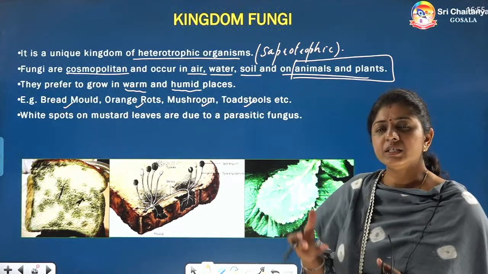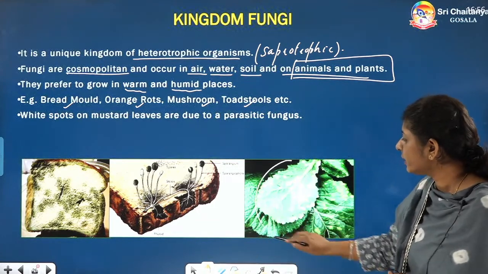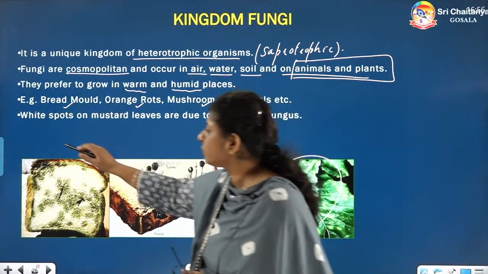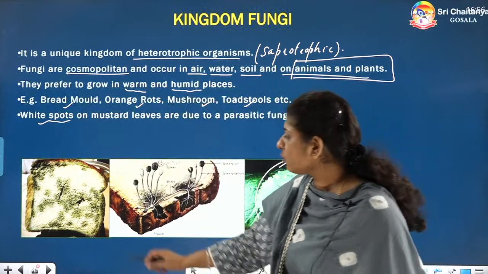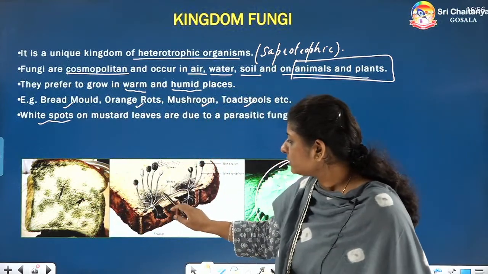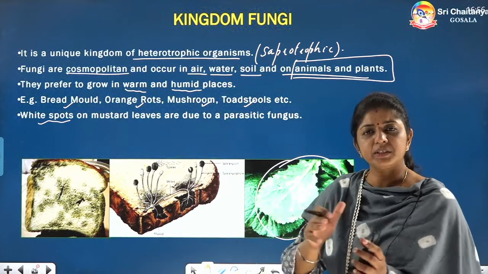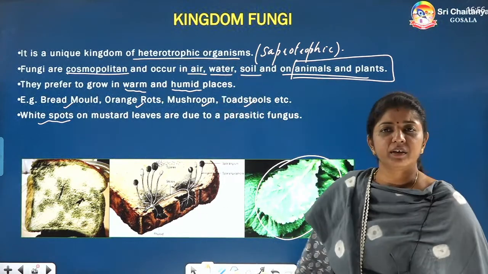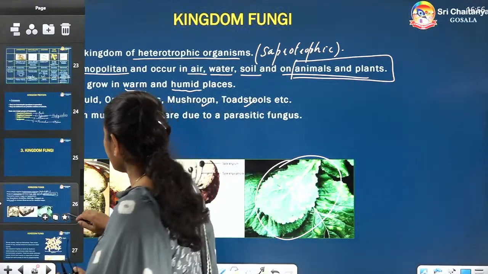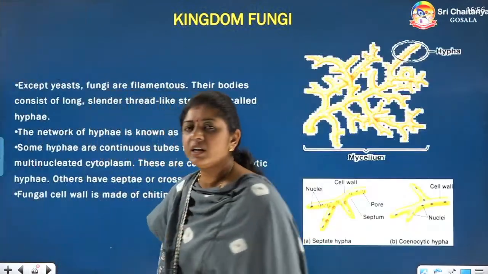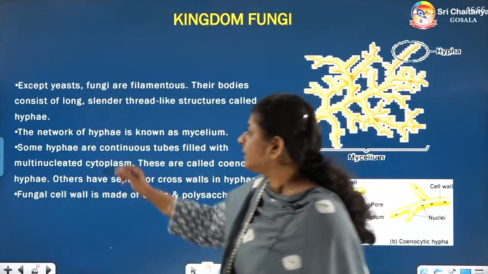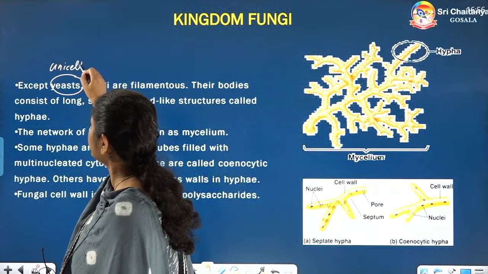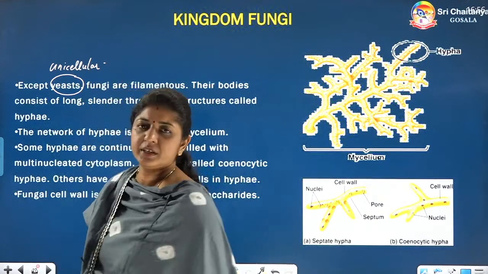And even disease causing very common, like in front of you the mustard leaf they have shown you. This white spot disease is even caused by the fungus, and commonly on the bread these molds are due to Rhizopus. We will discuss the example under this, right? So these are the general features for the kingdom Fungi. Coming to the next part, its structure. What type of structures they are having? They can be unicellular like yeast. They can be unicellular, which is an exception here.